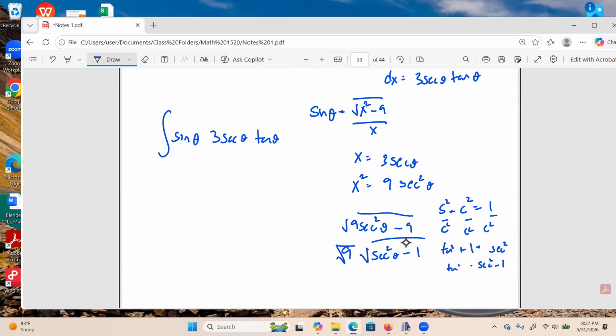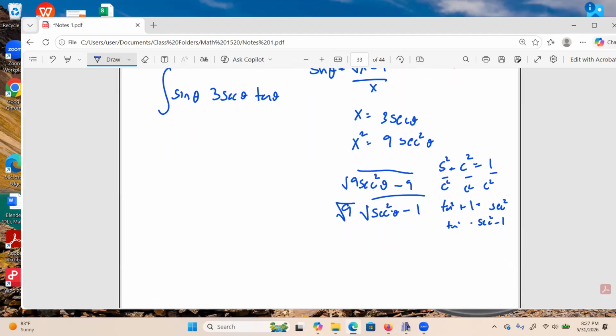So when I get rid of all of this, we're going to have a tangent in here instead. The x, okay, is going to be 3 secant. So we can go ahead and replace this with a tangent. The x we're going to replace with the secant. So we'll have secant over tangent. I believe that's going to give me back a sine. Okay, so we can go ahead and double check all of that stuff.